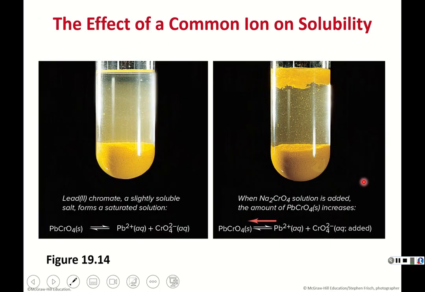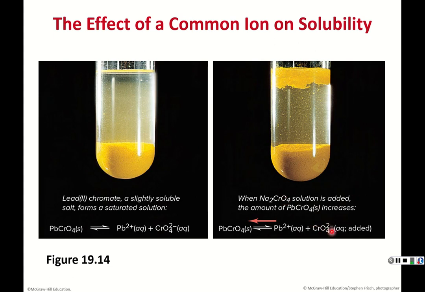There's a term called the common ion effect, and the book talks about this. So in this solution, we have lead 2 chromate in equilibrium with lead 2 plus and chromate. It's slightly soluble, so it forms a precipitate in this solution. When you add sodium chromate to this solution, so you've had this saturated lead 2 chromate solution, to that you add sodium chromate that would normally be soluble, right?